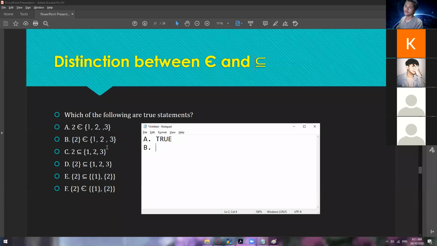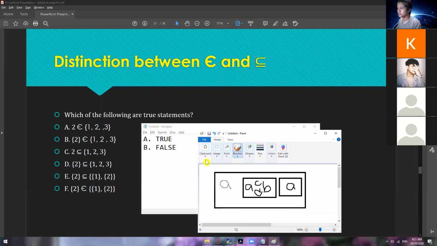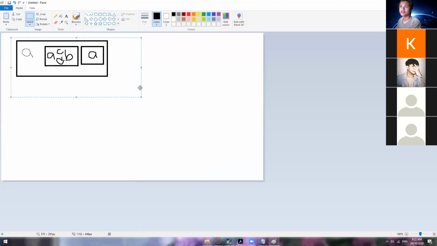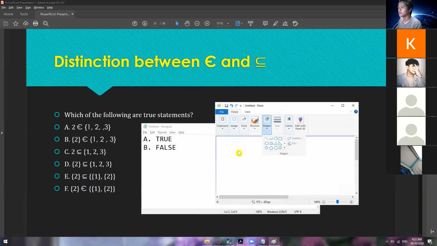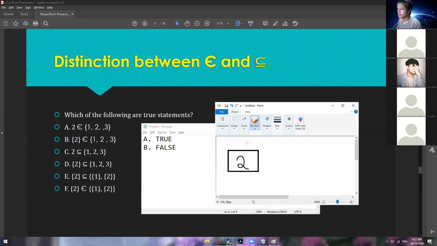Set 2 is an element of set 1, 2, 3. True, sir. False. Okay. Kasi nga, ang hinahanap natin is also a set. Okay. So kung isusulat natin to, meron tayong set 2. So ito yung hinahanap nating element itself.